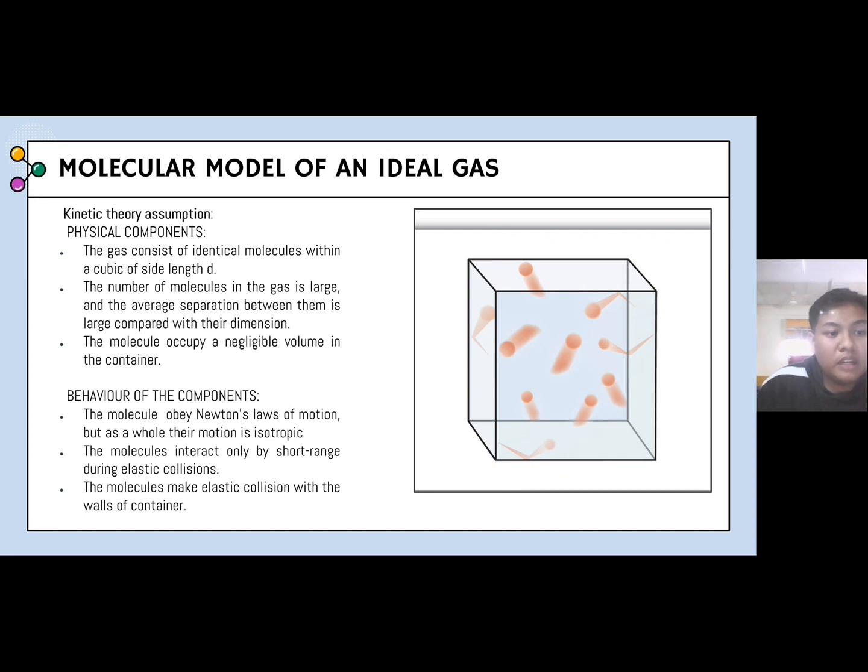So for the second one, the behavior of the component. The molecules obey Newton's laws of motion, but as a whole, their motion is isotropic, which I know all of you have already studied and learned in our class. The molecules interact only by short range forces during elastic collisions. Because of their short range, they collide only elastically. And for the last one, the molecules make elastic collisions with the walls of the container.